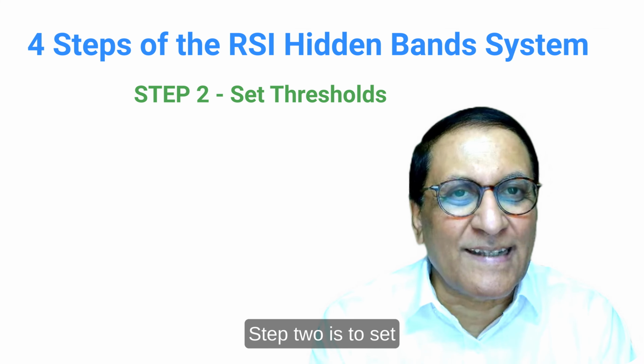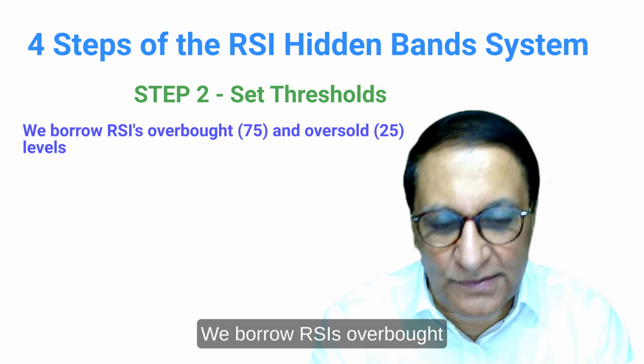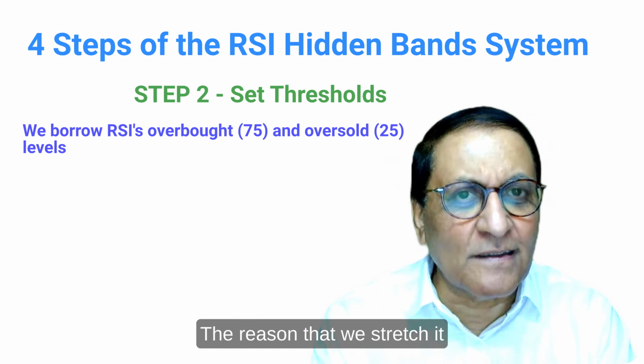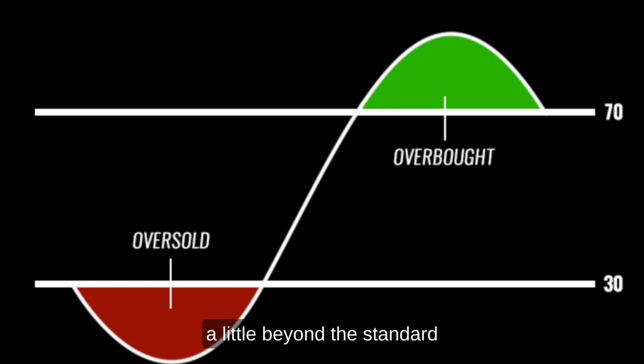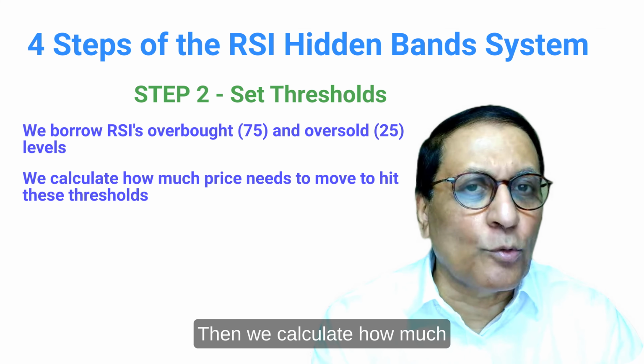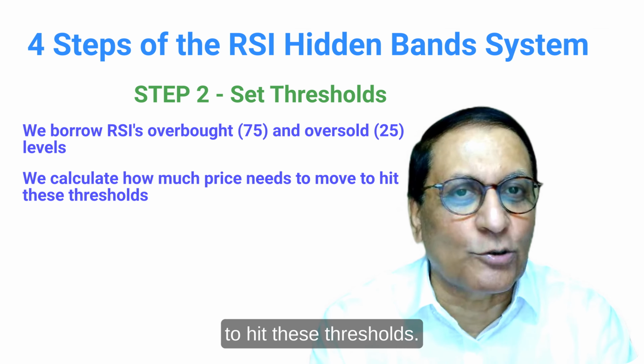Step 2 is to set the thresholds. We borrow RSI's overbought 75 and oversold 25 levels. The reason that we stretch it a little beyond the standard 70 and 30 is to provide an additional filter to avoid spurious signals. Then we calculate how much price needs to move to hit these thresholds.